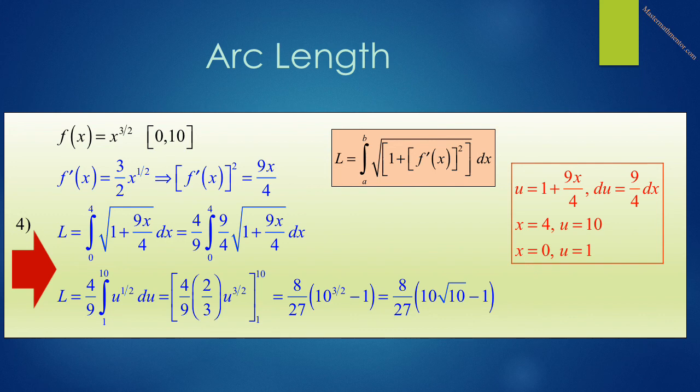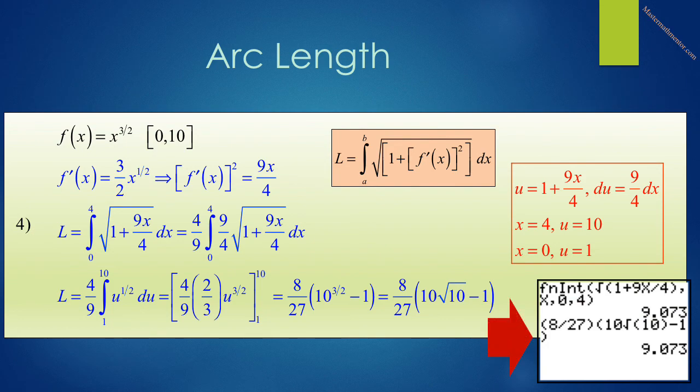u is equal to 1 plus 9x over 4. du, therefore, is 9/4 dx. So we put a 9/4 to the right of the integral and a 4/9 to the left of the integral. We will also change the limits. So if x is equal to 0, u is equal to 1, and if x is equal to 4, u is equal to 10. So, writing this in terms of u, our arc length is 4/9 the integral from 1 to 10 of u to the 1 half du. This becomes 4/9 times 2/3 u to the 3 halves, evaluated from 1 to 10. And calculating that turns out to be 8/27 times 10 to the 3 halves power minus 1, or 8/27 times the quantity 10 square root of 10 minus 1.